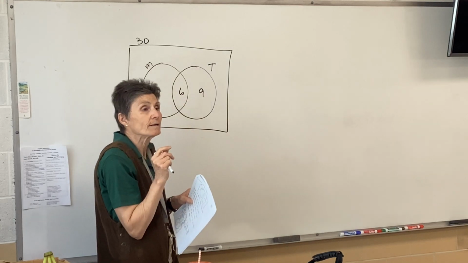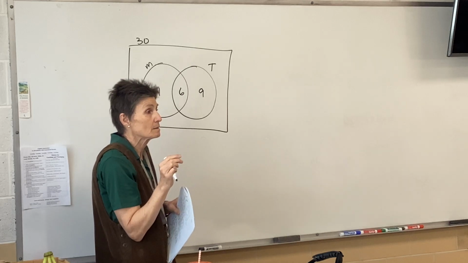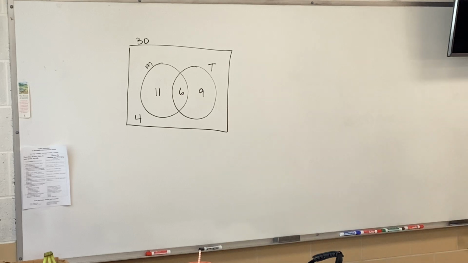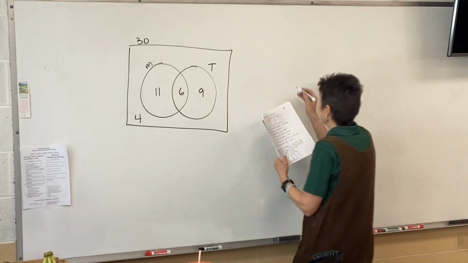How many like either one? M&Ms or Twix? 26, that's right. If you like any kind of candy, you count. And there's 26 kids up there that like candy. How many like only M&Ms or only Twix? 20. That's the 11 and the 9. This is easy. You just have to read very carefully. How many don't like either kind of candy? 4. We already figured that out. Perfect.